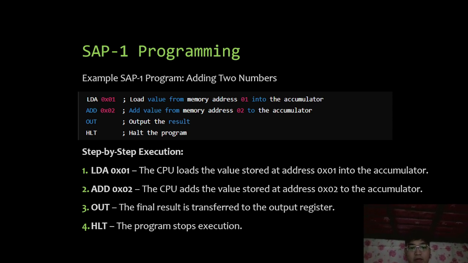SAP1 programming involves writing simple machine instructions to perform arithmetic and data processing tasks. Understanding CPUs and GPUs in basic architectures like SAP1 provides valuable insight into how computers work, whether in gaming, AI, or everyday computing. Processors continue to evolve, shaping the technology around us.